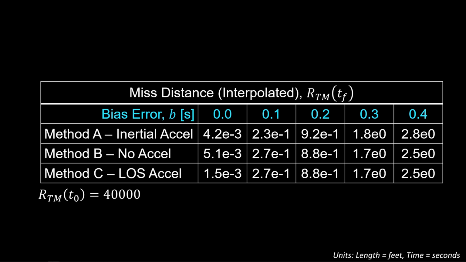In the application of time to go estimation methods, the relative acceleration, relative velocity, and relative position each have uncertainty that propagates into the solution of the time to go, that is the time to go estimation. So the overall magnitude of the resulting error is going to depend on the magnitude of the uncertainty of the relative quantities and each of those methods' sensitivity to those parameters.